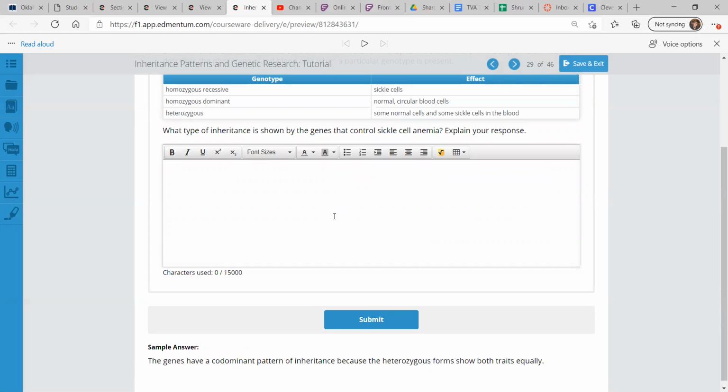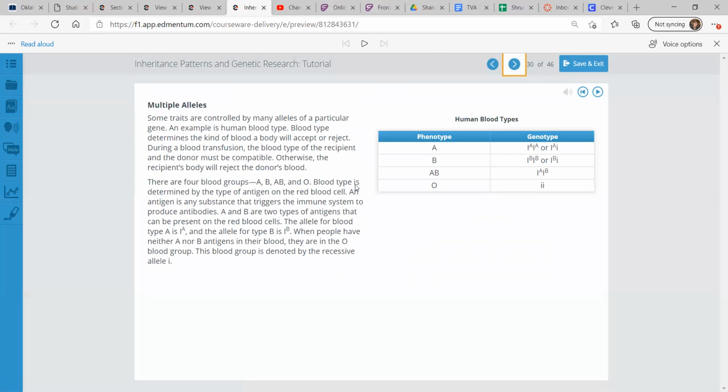This resembles a codominant pattern of inheritance because the heterozygous forms show both traits equally. So if you do have some normal cells and some sickle cells, that's codominant. Now, if they were just a carrier, that would be a different story. That would just be a recessive gene. But this is codominance.